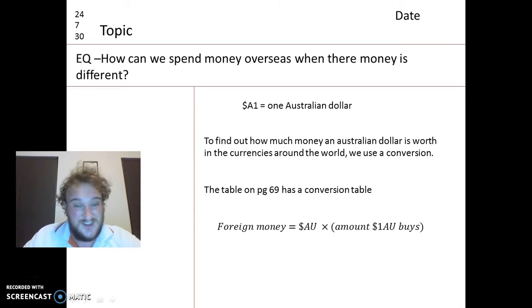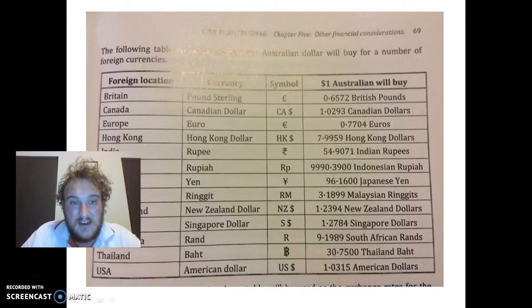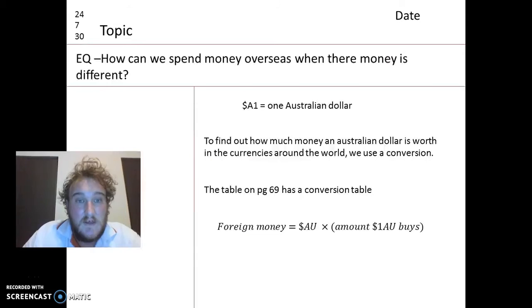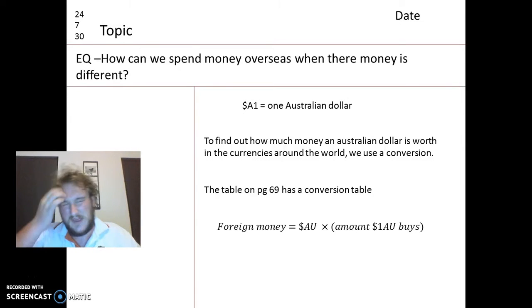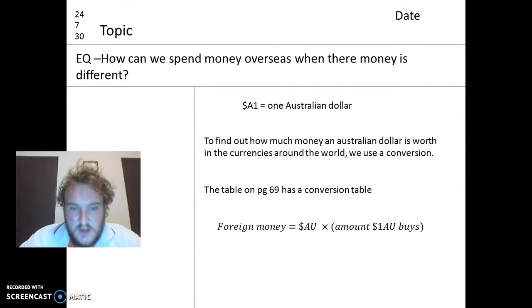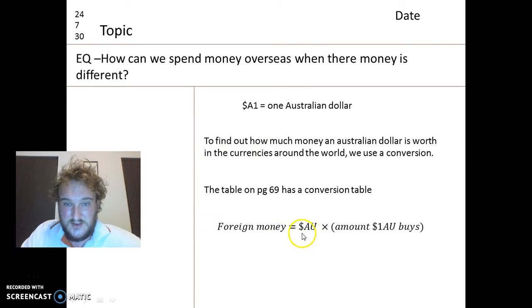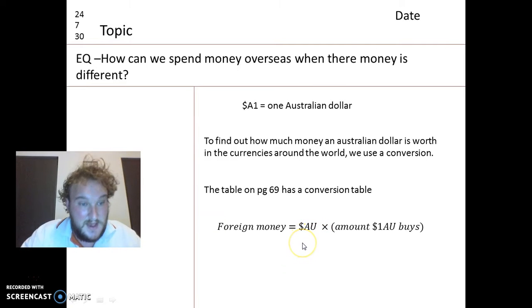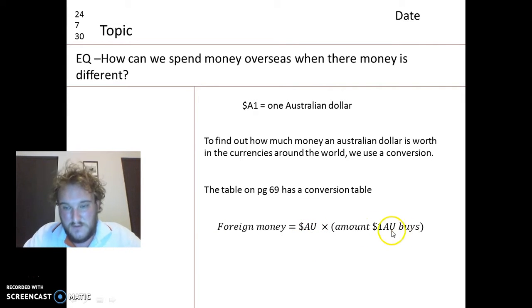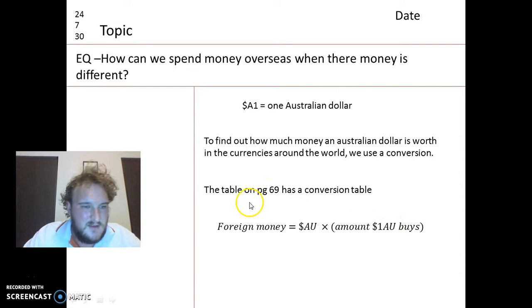So basically on page 69 there is a table of it, which I have on the next slide, so we'll have a quick look at that. So you've got one Australian dollar will buy, and it tells you how much in each of the different types. You've got Britain right down to USA, but we will be using that to answer our questions from the textbook, because they're not overly accurate because they change all the time. So, to work out how much foreign money buys, it is the number of Australian dollars you've got, times by the amount one of them buys.